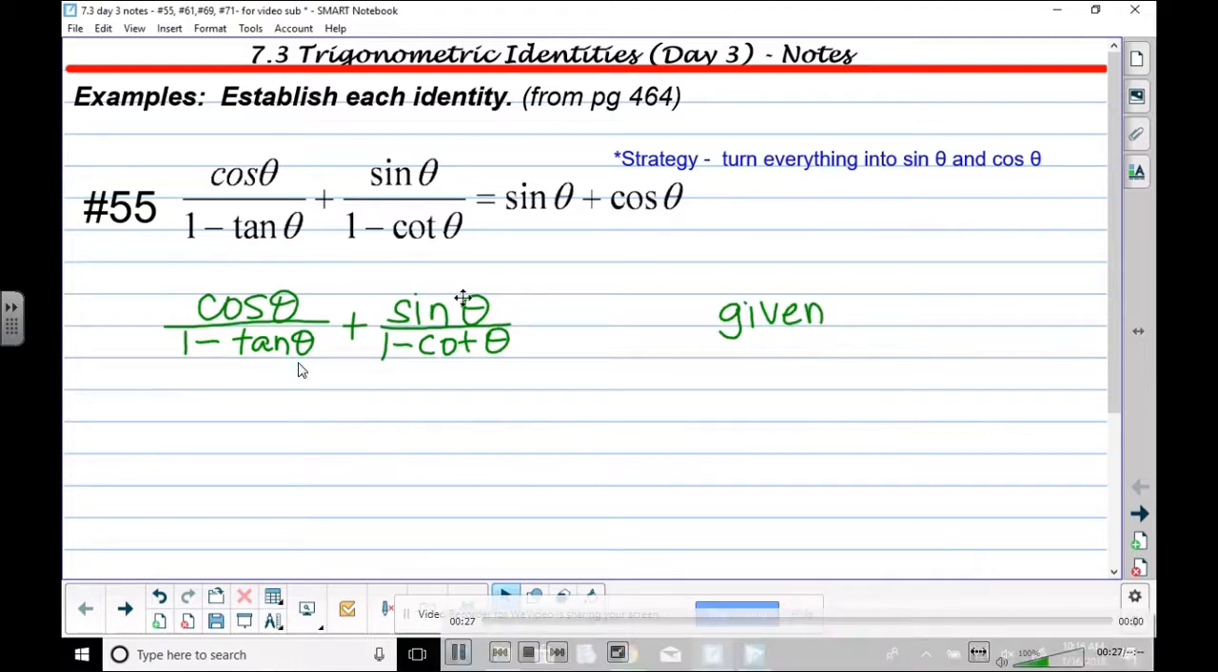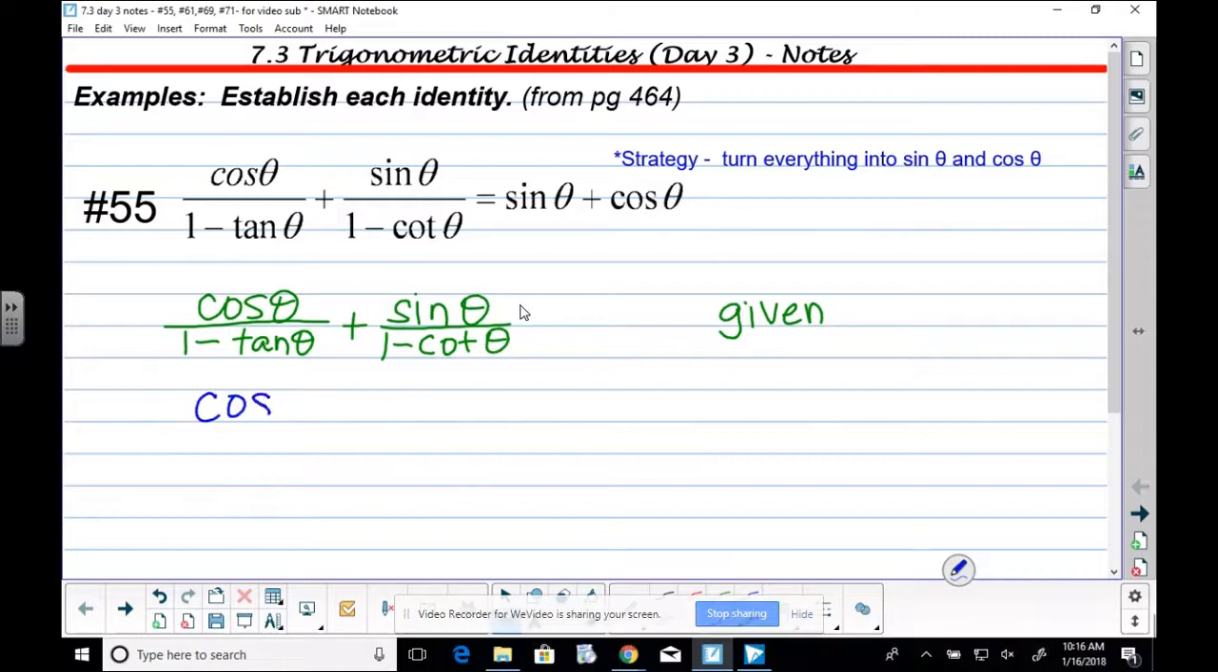So if you look at tangent theta here and cotangent theta here, we're going to use the quotient property to turn those into things in terms of sine and cosine. Tangent is sine of theta over cosine of theta. And then cotangent is the reciprocal, so it's cosine of theta over sine of theta.